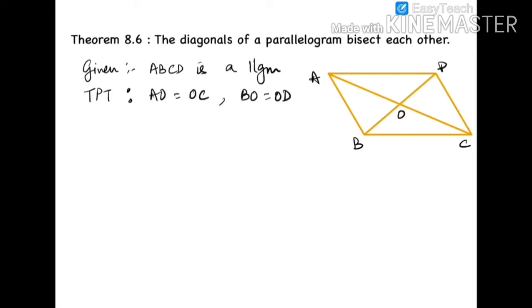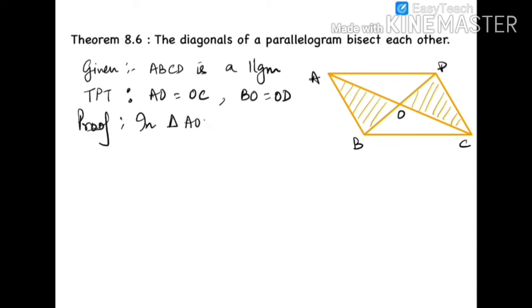To show these sides equal, we are going to prove the triangles containing them congruent. And these triangles are triangle AOB and triangle COD. Or we can prove triangle AOD congruent to triangle COB. Both ways we will get the same result.